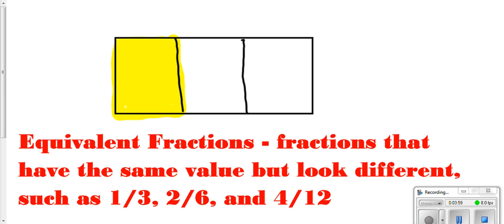Now, look what happens. If I take my pen and I split this bar in half, now, instead of there being 1/3, 1 out of 3, I now have 6 pieces, and a 2/6 takes up the same amount of space. But what would happen if I were to go back in and split each one of these into 2 parts?